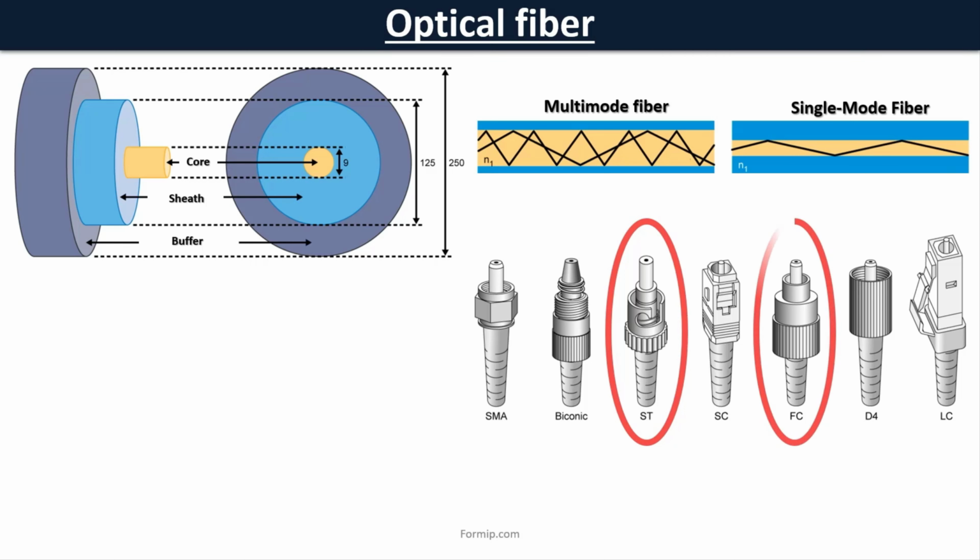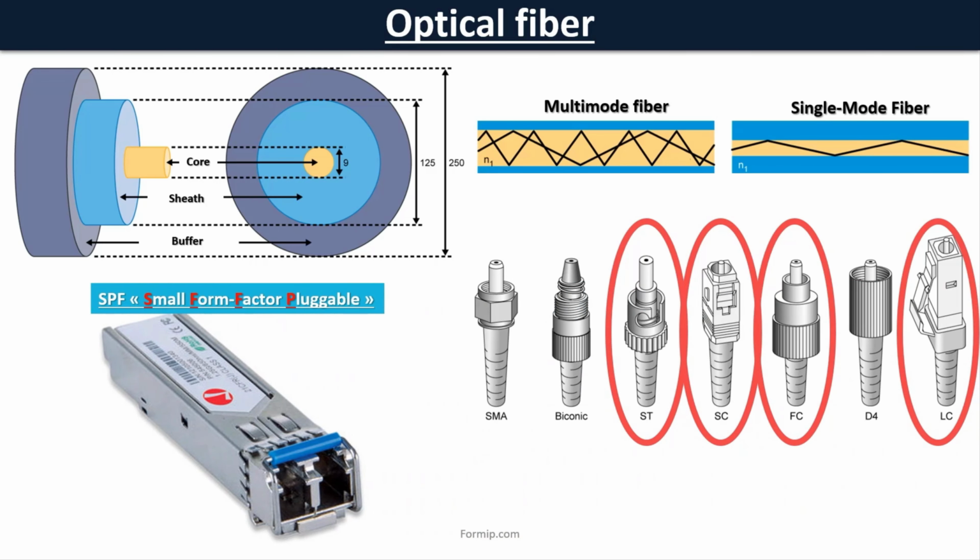The FC connectors are for connection panels and are used by service providers. SC connectors are for companies' equipment. And the LC connectors are also intended for business and used on SFP modules, which is a module that connects, for example, 2 switches with a fiber optic cable.